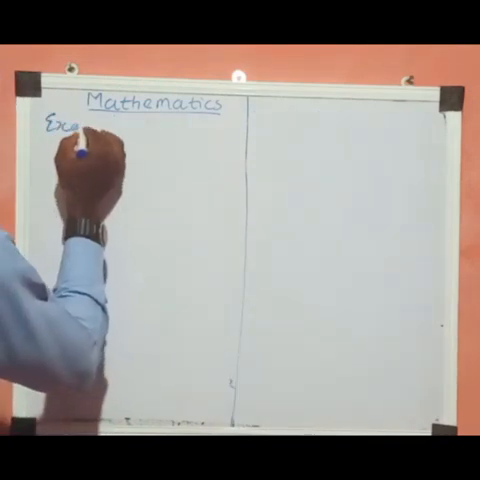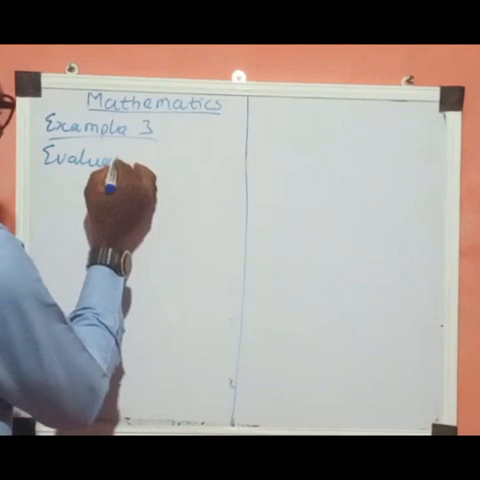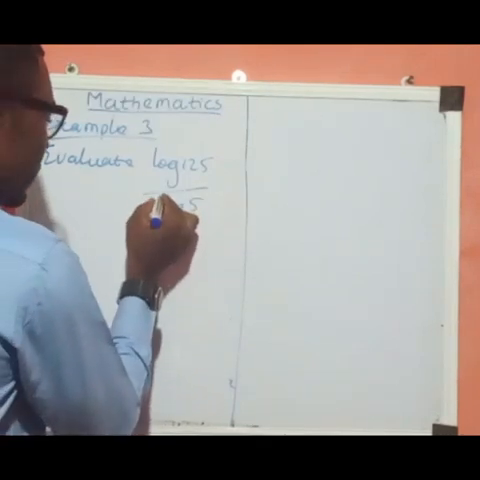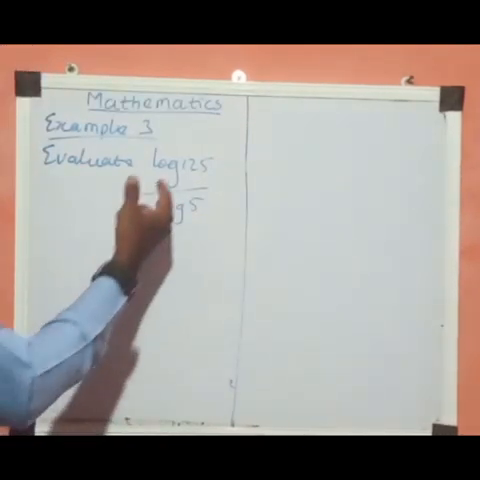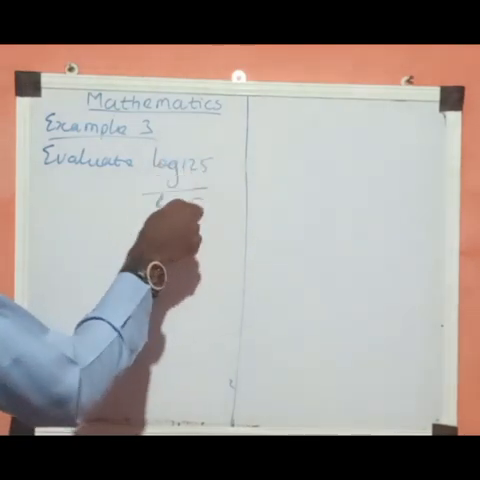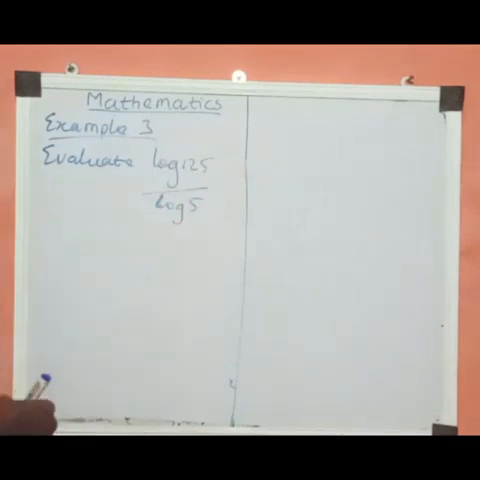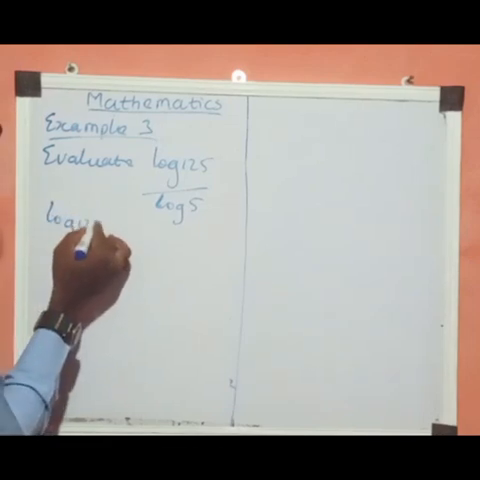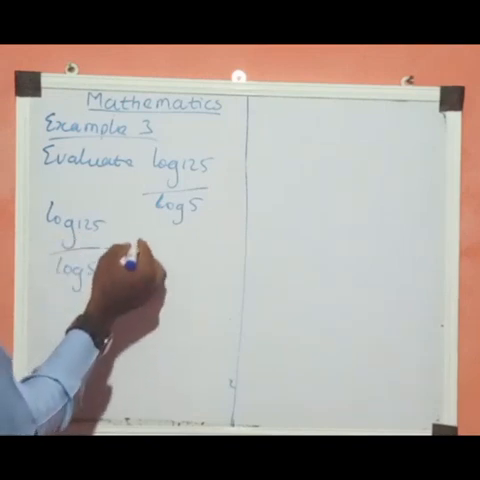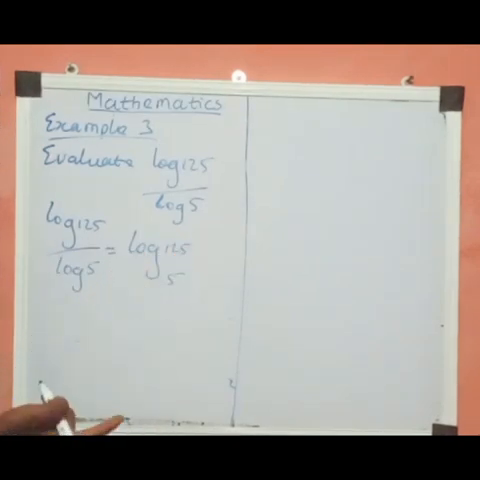For our last example for today, example 3: if we are asked to evaluate log 125 over log 5. Now, this is a logarithm where we do not know the base. But we know there is a law that says that you can use the log of a number to be divided by the log of the base, giving them a different base. So we can rewrite this log 125 over log 5 to be equal to log 125 base 5. This becomes the base. There is a law like that.